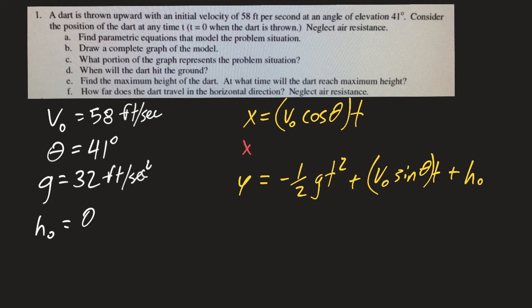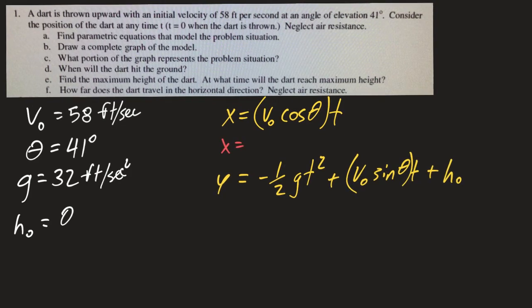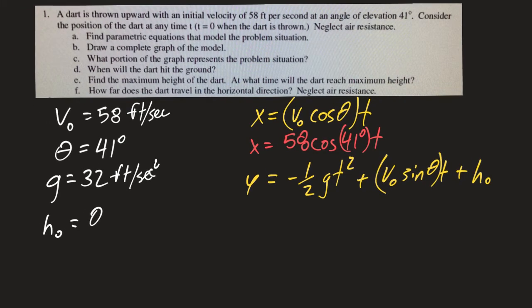So horizontally, my x is going to be 58 cosine 41 degrees times t, and we can plug this in our calculator and actually get a decent decimal approximation. So again, if I just put in 58 cosine 41 in my calculator, I should get x equals 43.773 times t as my variable. Okay, so that's kind of the most functional version of our x equation.